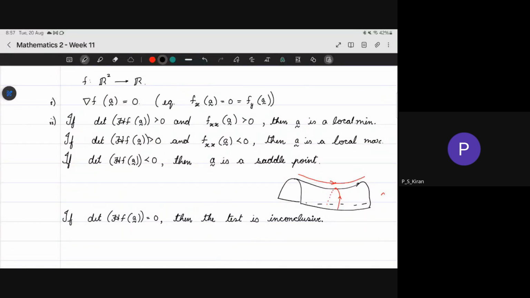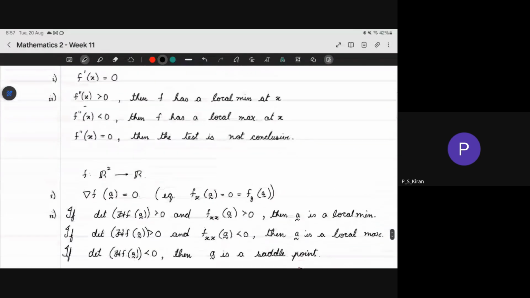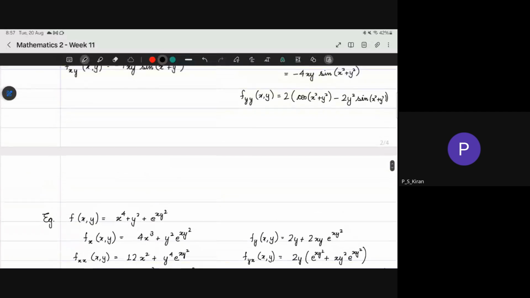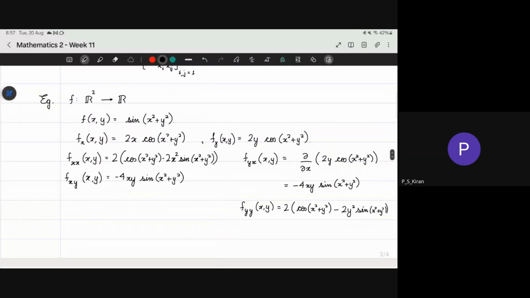So yeah, that's that. Let's take up an example, maybe the same example. Will it be too complicated to take this up again? Let's see.